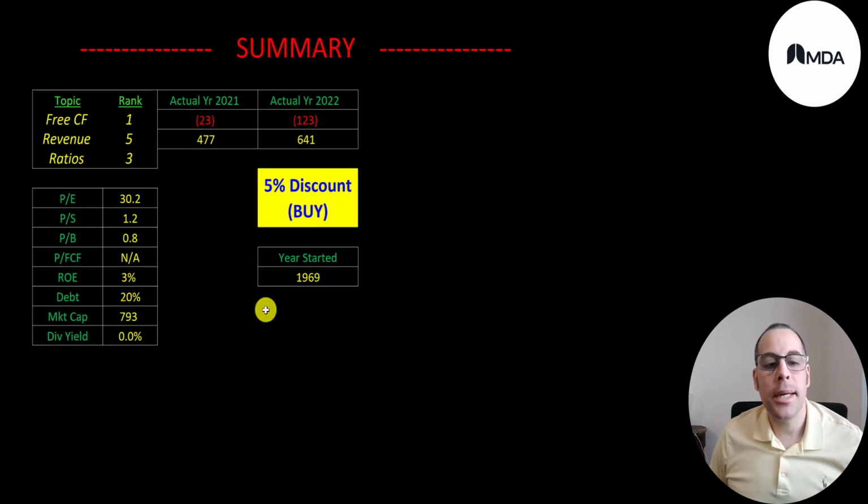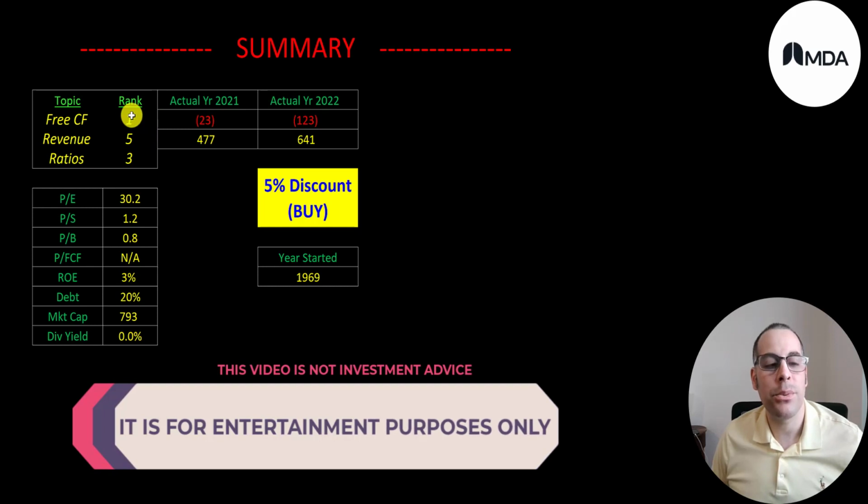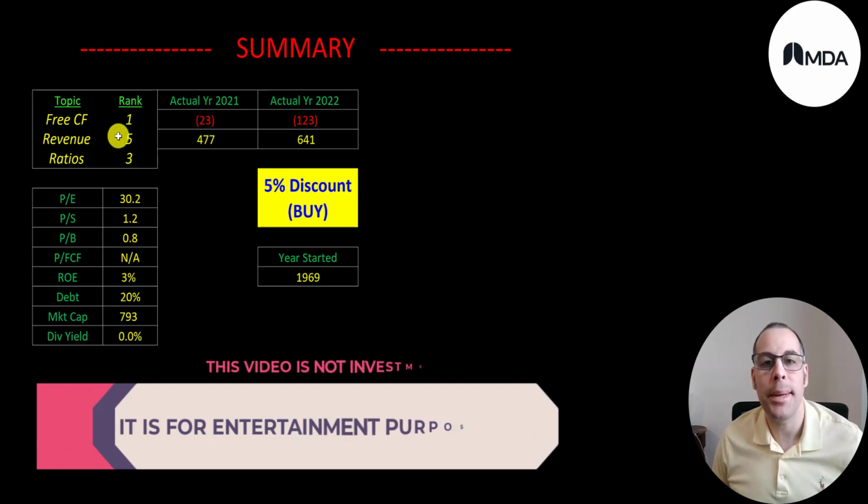So to summarize, I have them trading at a 5% discount. I rank their free cash flows 1 out of 10, their revenue 5 out of 10, and their ratio is 3 out of 10. So let me know what you think.